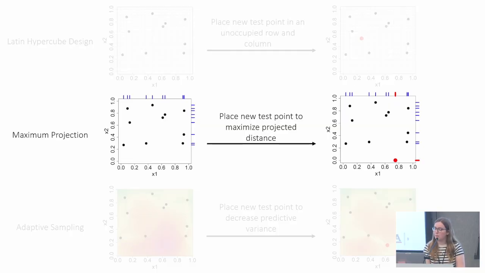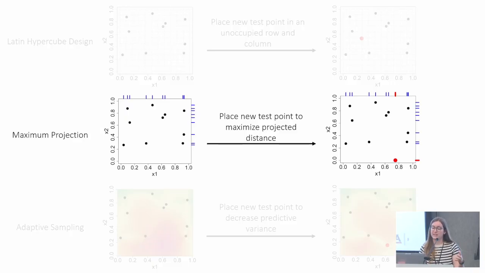The second design, the maximum projection design, seeks to optimize what is called the projected distance. More specifically, it wants to add new test points in a way that the projected distance is as large as possible. What is the projected distance? For every single test point, we have two input coordinates on the x-axis and y-axis, and what the projected distance does is look at the distances between those points one input at a time. You'll notice that every single black test point lines up on the top to one blue line and on the side to one blue line. Those are the projections into one dimension and the other dimension.